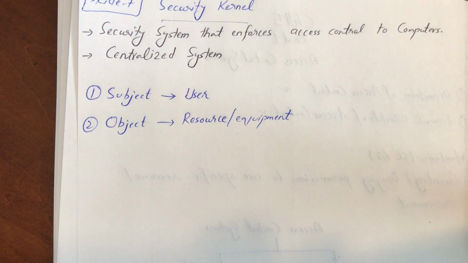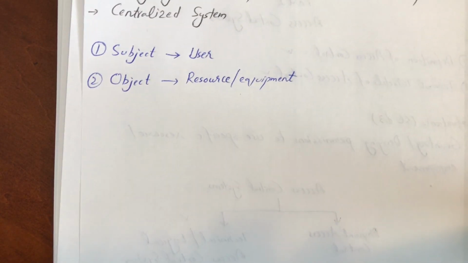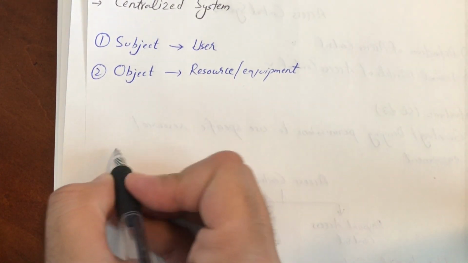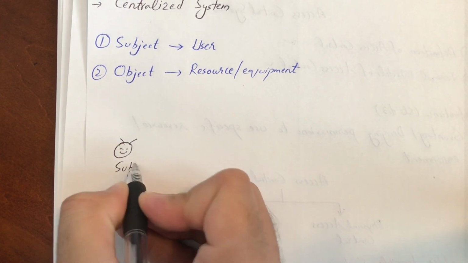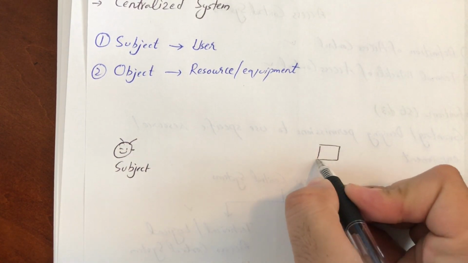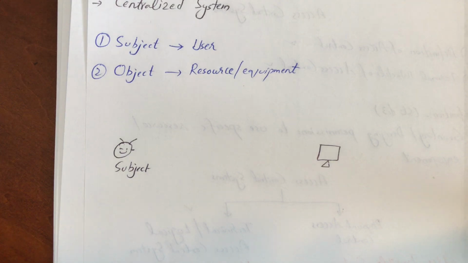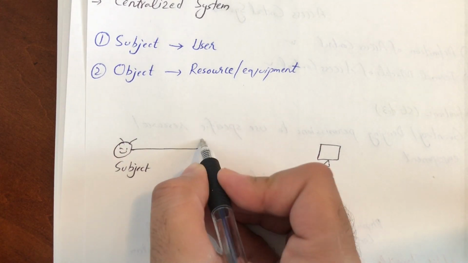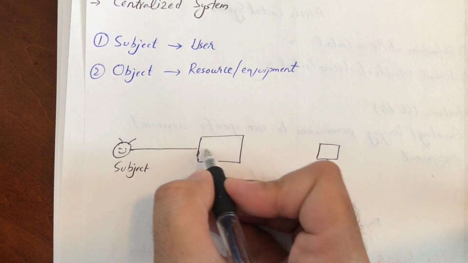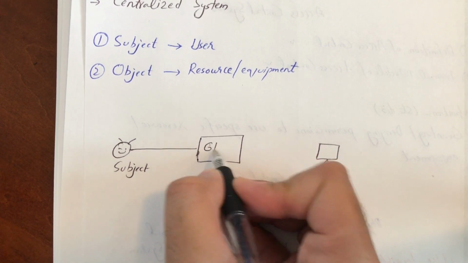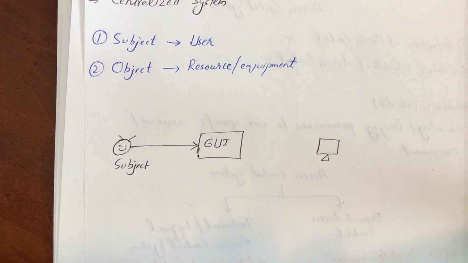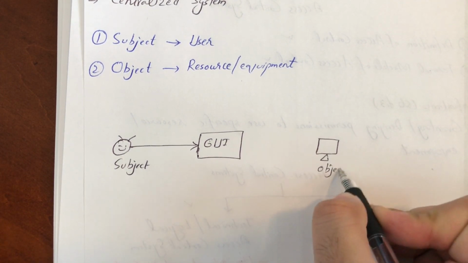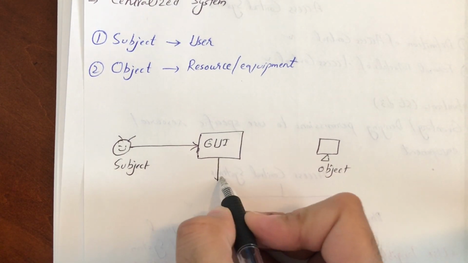Now let's understand the role of security kernel, how exactly it works, with an example. Let's say we have a subject, the user. Now the subject wants to access this particular object. So the subject will make a request through an interface, or you can say operating system or GUI. The subject will request to access this particular resource or object. This request will be intercepted by the security kernel.